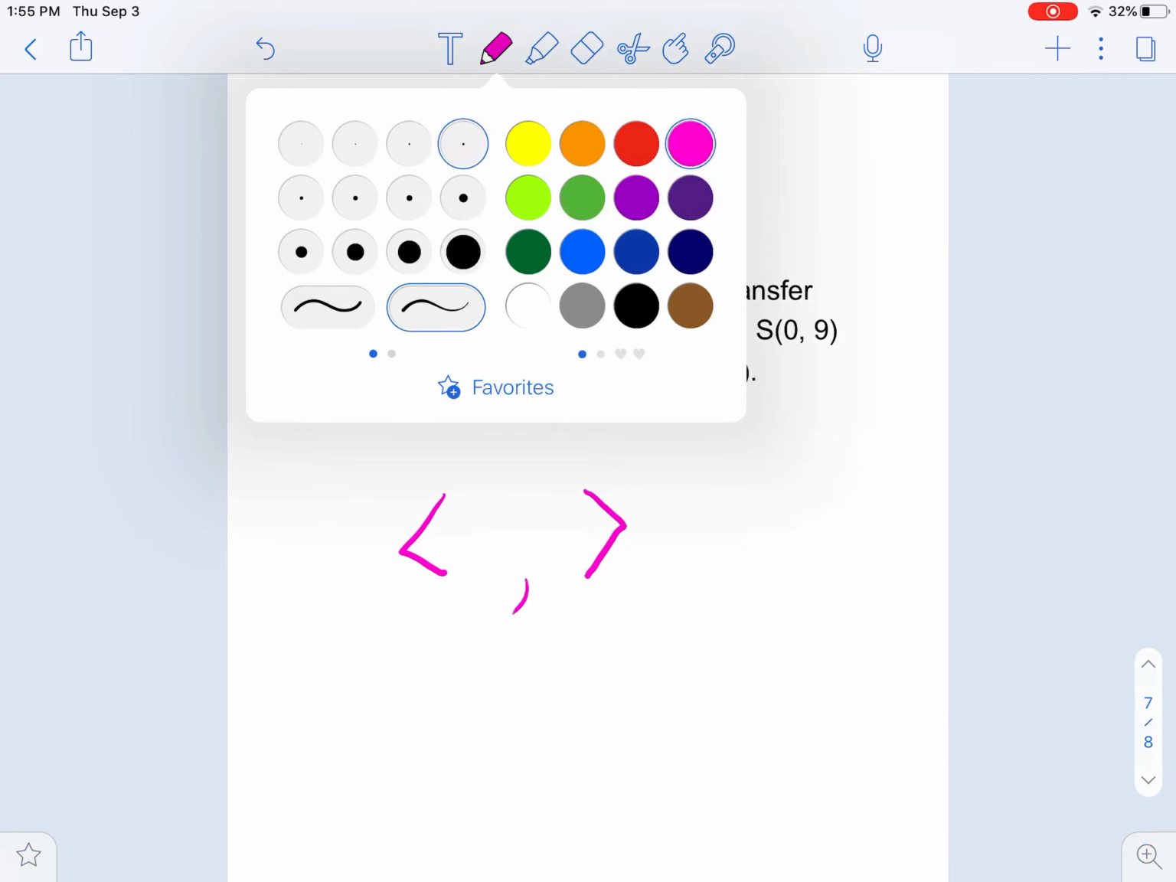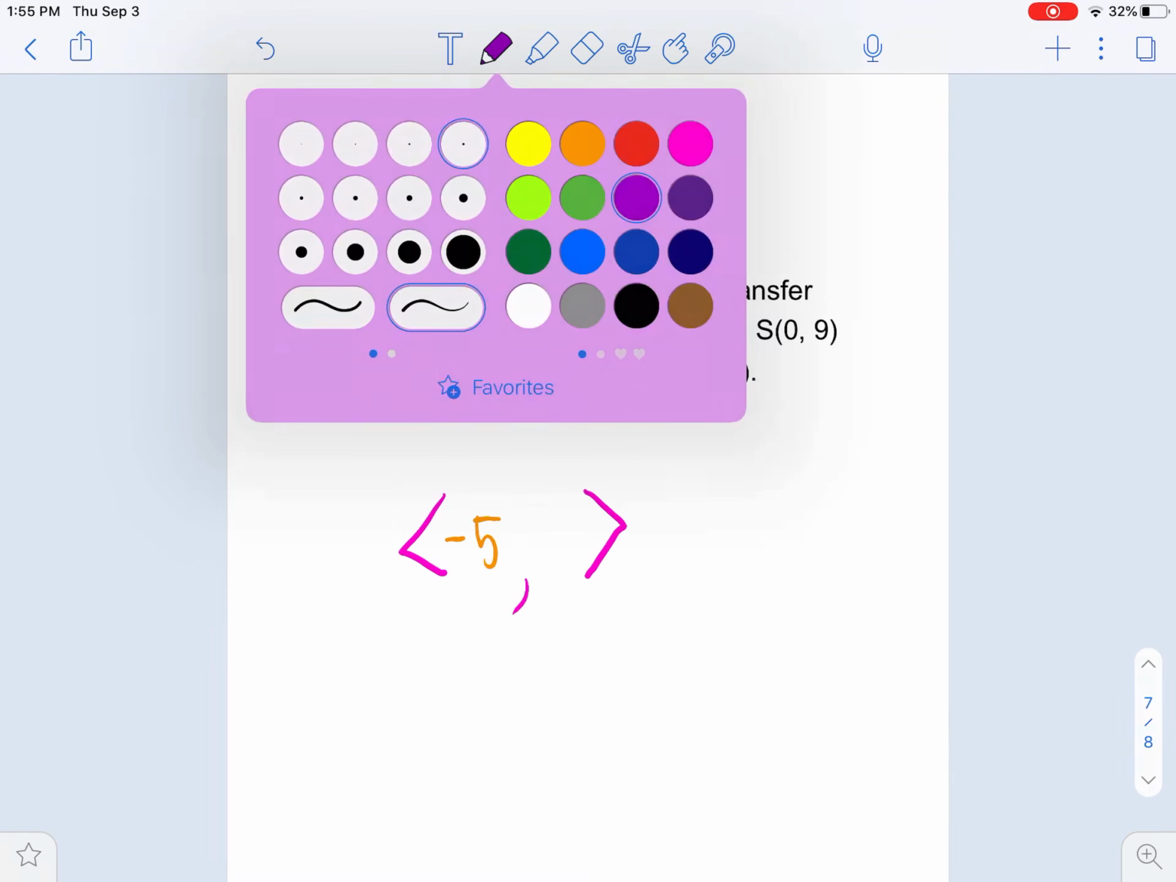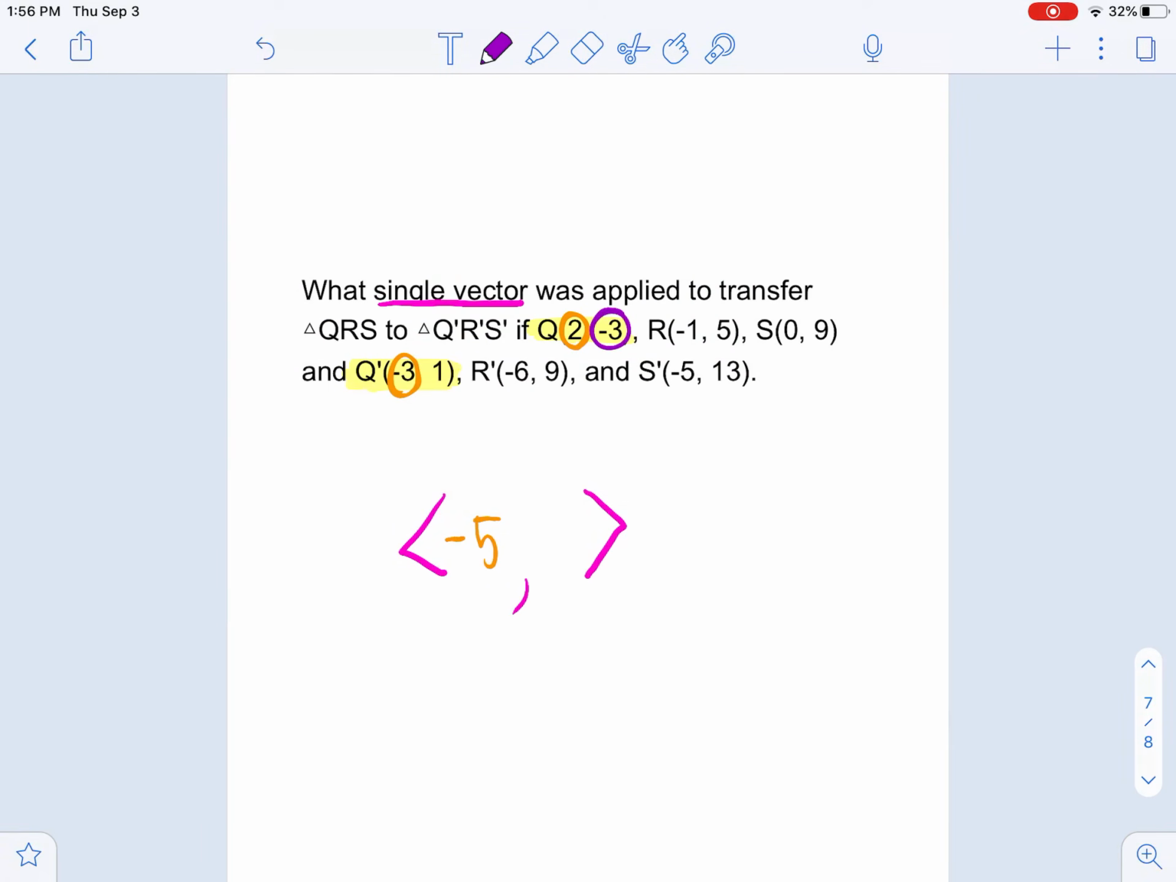Okay, so let's look at this. First, I'm going to start by looking at the X value, where it was at. It was at a 2, and it got moved to negative 3. So that means it went 5 to the left. So I'm going to do minus 5. Next, I'm going to look at my Y's. It was at a negative 3, and now it's at a 1. What do I do to a negative 3 to get it to be a 1? I add 4. I'm moving it 4 up. So this is a 4 right here.